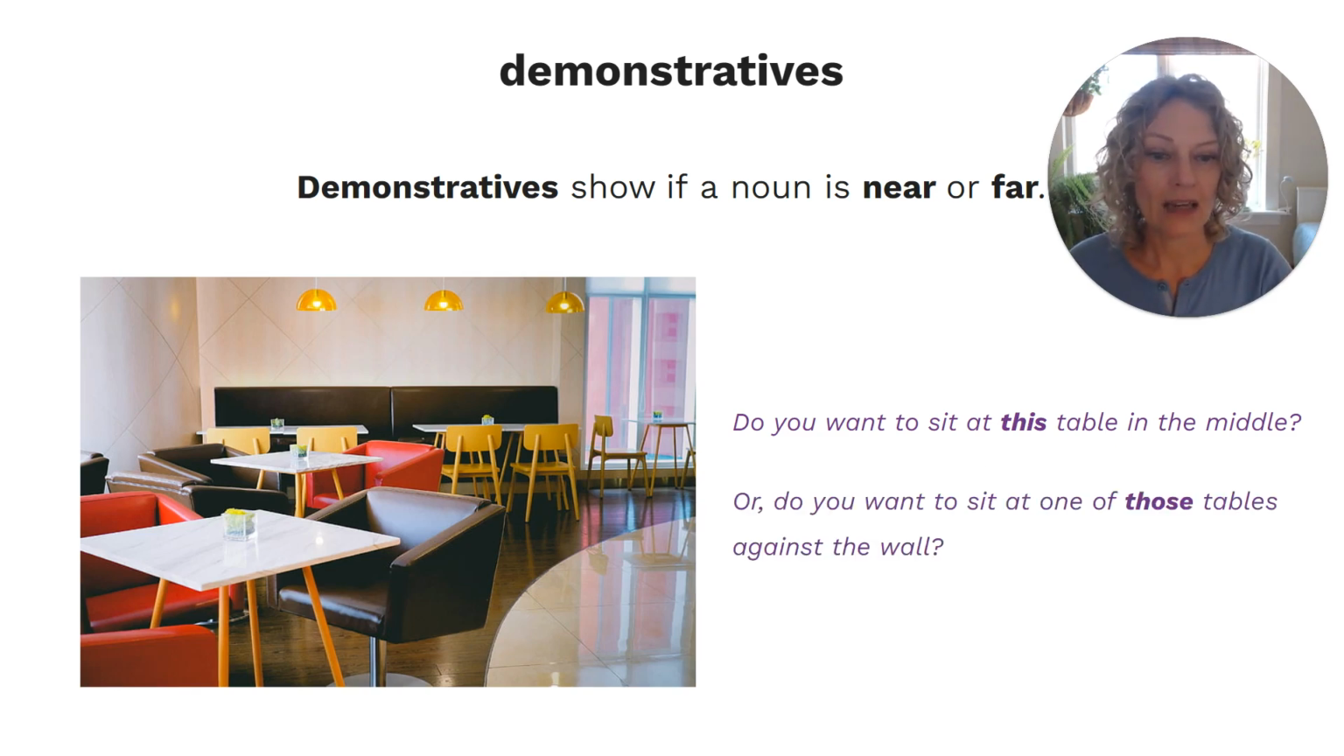But if I said, do you want to sit at one of those tables against the wall, as soon as the listener hears the demonstrative those, they're looking for something further away, and they know that it's plural, more than one. There are 2 tables against the wall. So those are 2 examples of demonstratives.